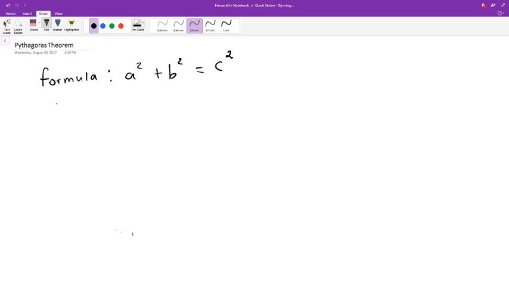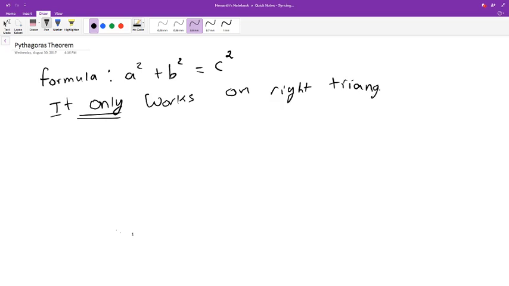Remember, it only, emphasis, works on right triangles. Don't mess up and use this on an equilateral or isosceles triangle. It will not work.